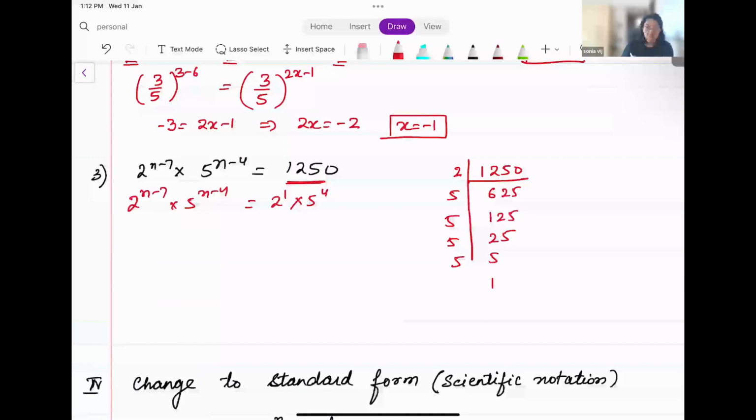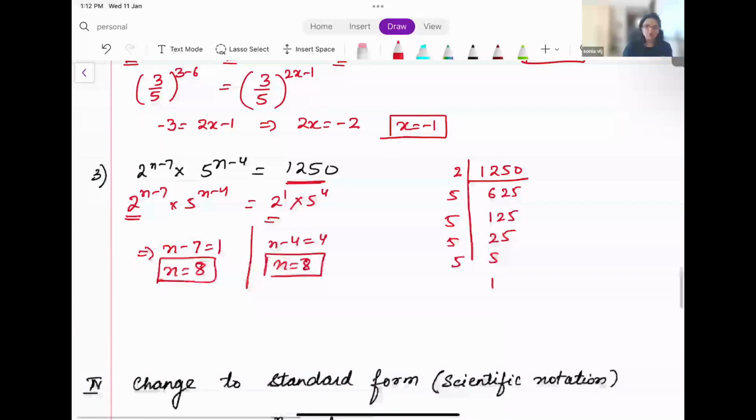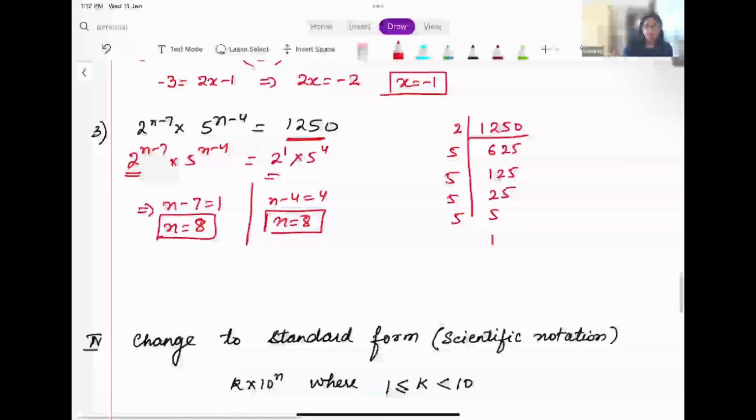So we can equate the power of 2 with the power of 2. Now this is 2, 2. That means n minus 7 is equal to 1, which means n is equal to 8. And if you had taken n minus 4 is equal to 4, then also you would have got the same answer, n is equal to 8. So you can take any one of the numbers, equate their powers and get the answer.